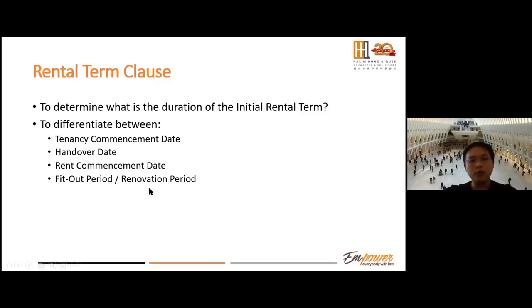After the renovation period, then it comes to the rent commencement date. That means from this date you need to start paying the rent. It's not from the tenancy commencement date. So just to differentiate all these dates, if you encounter all these.